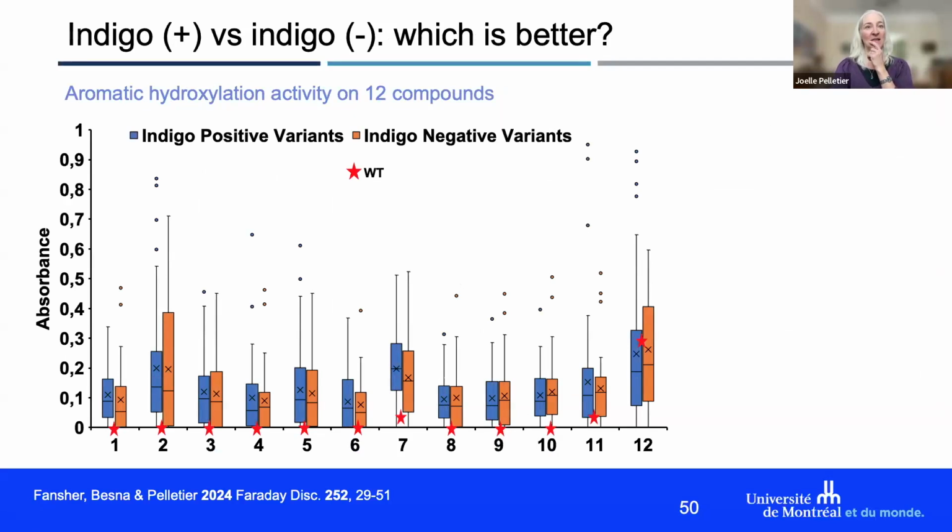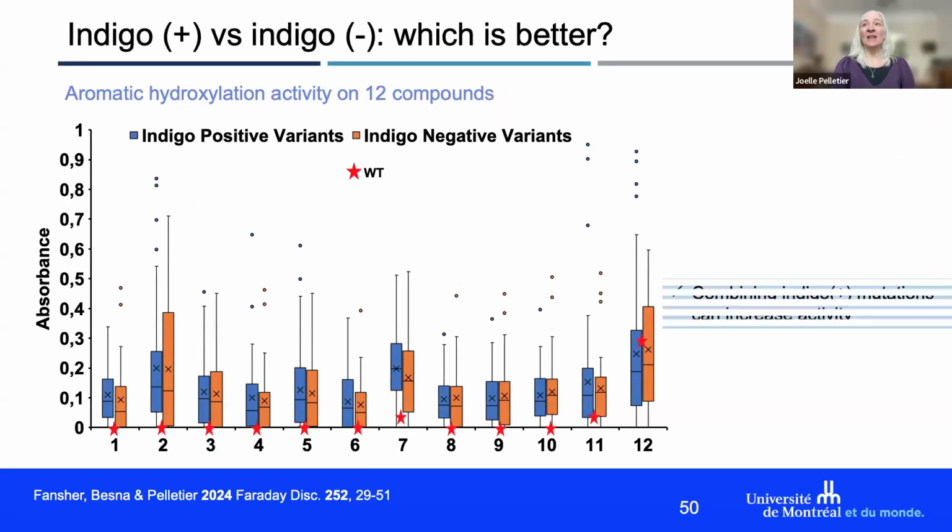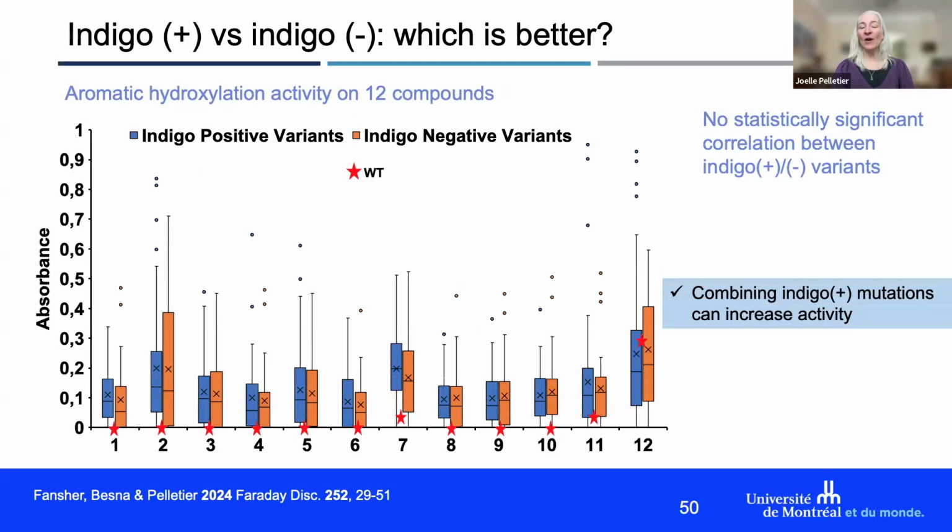So almost all our variants increase the activity. And so the combination of indigo positive substitutions really can increase the activity relative to the native enzyme. However, we did not see any statistical correlation between the combinatorial indigo positive and indigo negative variants. But the most active variants that we can see here are typically indigo positive, though not always.